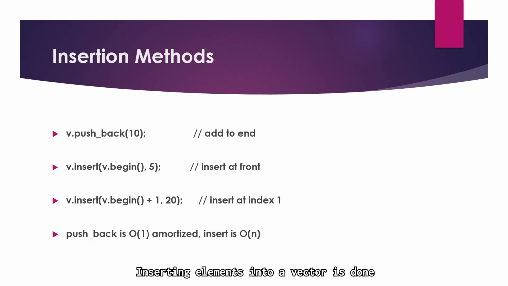Inserting elements into a vector is done primarily using push_back, which appends elements at the end. It's very efficient, amortized constant time. For more control, insert lets us place elements at specific positions, though it's costlier as it might shift existing elements. Behind the scenes, when the vector runs out of allocated space, it doubles its capacity, reallocating memory and copying all elements to the new space. That's why frequent mid-vector insertions can be expensive. So always choose the right insertion method based on your use case.